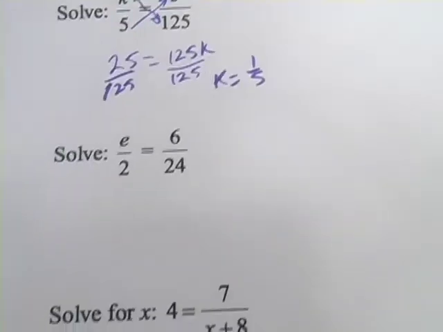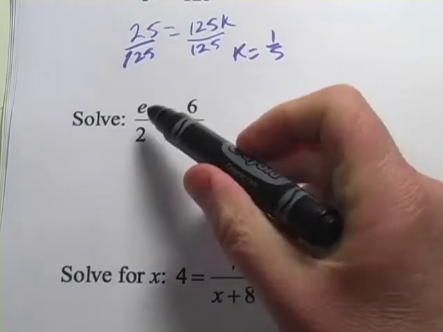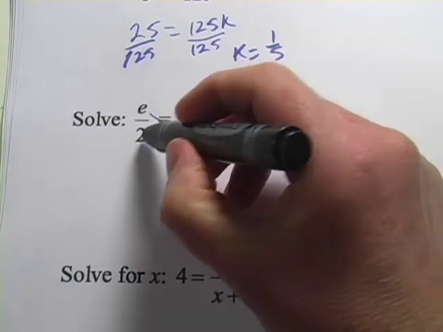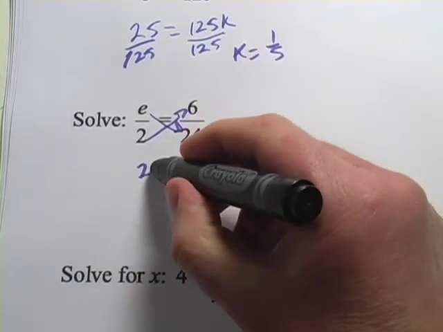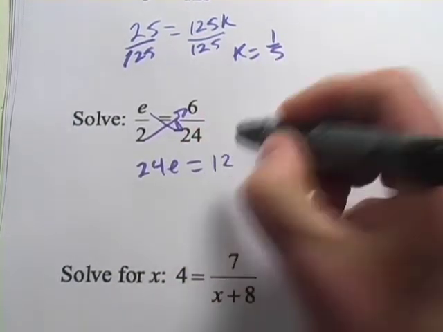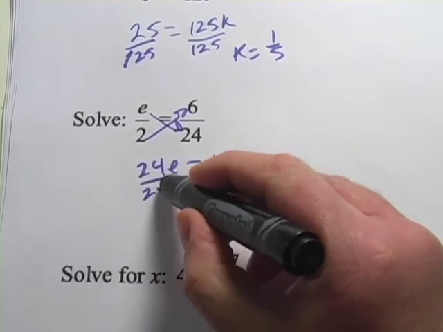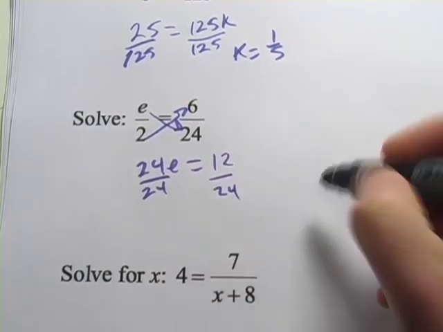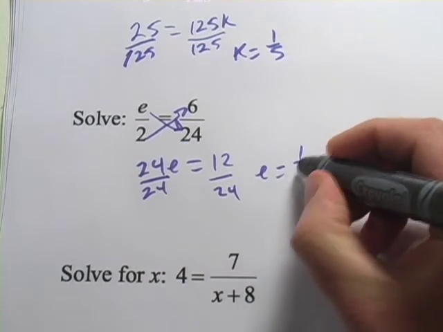Let's try this next one. So cross multiply. e times 24, that's 24e. 2 times 6 is 12. Solve for e by dividing by 24, and we get e equals 1/2.